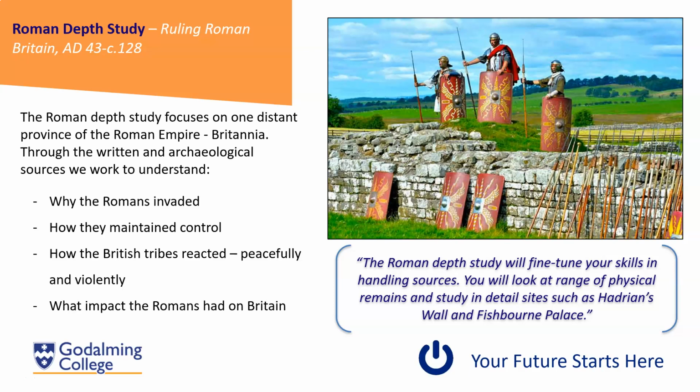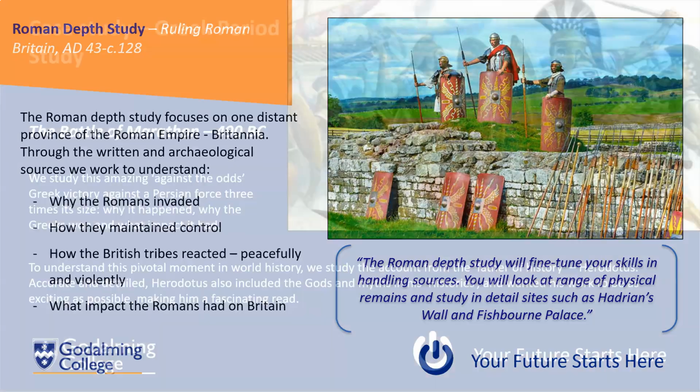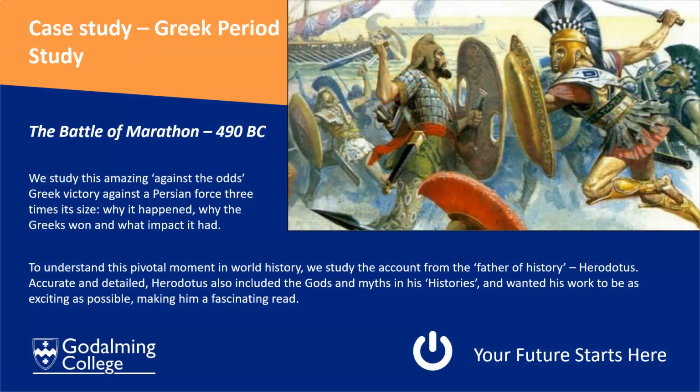And I'm just now going to give you a case study in each of them, a sense of what you might look at and how you might study in each of those 4 topics. So beginning on the Greek period study, going back to the beginning, one of the key events we study here is the Battle of Marathon in 490 BC. Now, if you've not heard of this before, this is one of the most amazing against the odds victories in world history. A Persian force 3 times the size of its Greek enemy lands 26.2 miles away from Athens at a place called Marathon, confident of victory, but they are remarkably defeated by a much smaller Athenian force.